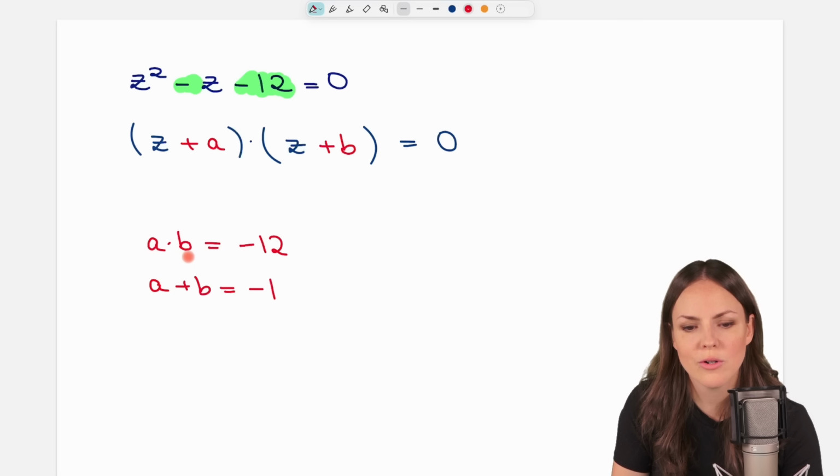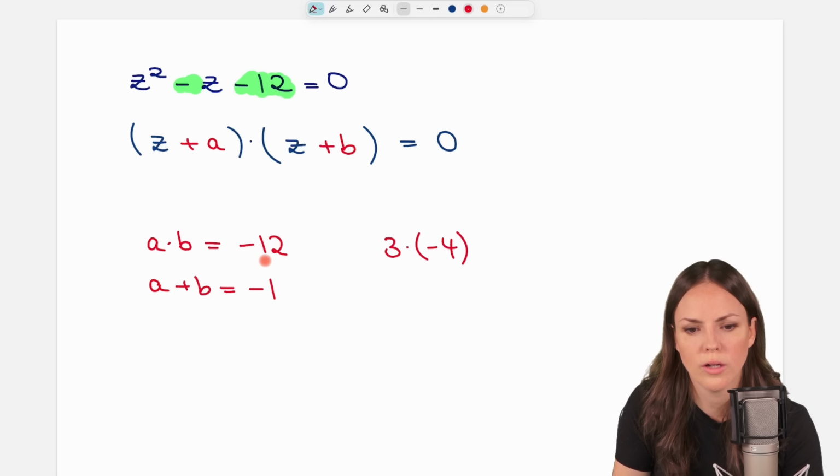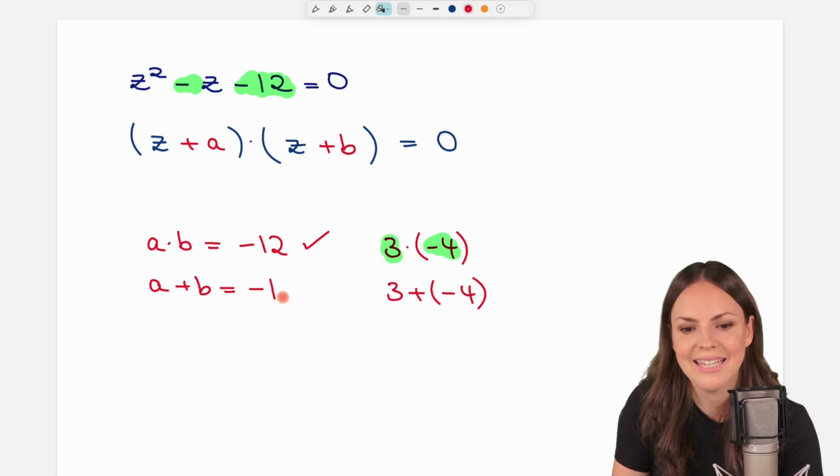If I multiply two numbers, I want to get negative 12 as a result. For example, 3 times negative 4 is equal to negative 12. So the first condition would be fulfilled by 3 and negative 4. But is also the second condition fulfilled? So if I add these numbers, 3 plus the negative 4, do I get negative 1 as a result? Yes, 3 minus 4 is equal to negative 1. So I found my two numbers.